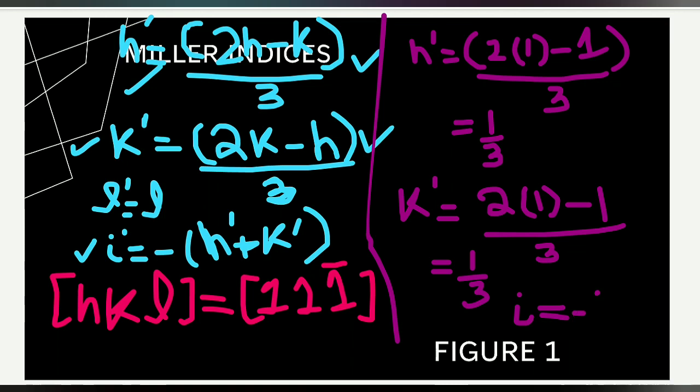Okay, so negative of H prime plus K prime, so we got 1 over 3 plus 1 over 3. Alright, so you take the LCM, or simply since there are 1 over 3 plus 1 over 3, there are two 1 over 3s, so it will become 2 by 3. Okay, so minus 2 by 3 is the I prime index. And we know that L equals L prime, so we got L prime equals negative 1.